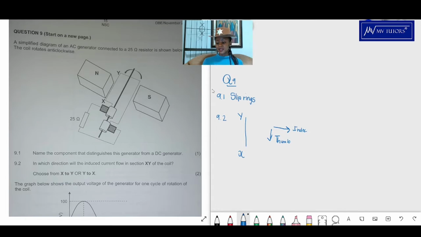So if you have, like I said, the camera is actually inverted, so sorry guys, but this is my right hand. If my thumb is pointing downwards and my index finger is pointing to the right, my middle finger is pointing to me. So it means the direction of current is actually from Y to X. My finger is pointing to me, therefore the direction is from Y to X. I hope I didn't confuse you there, but it's actually going from Y to X.